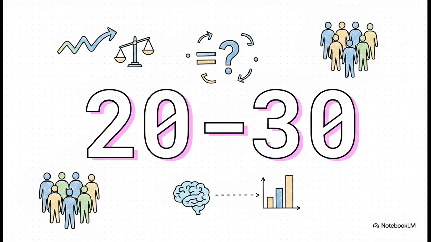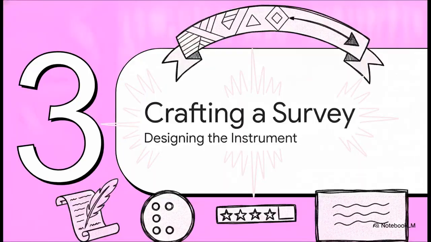So, right about now, you're probably wondering, how many people do I actually need? Well, while larger samples naturally reduce sampling error and increase your statistical power, a highly practical rule of thumb that methodologists often suggest is 20 to 30 participants per group for a simple two-group comparison. This maintains reasonable statistical power without completely draining all your resources. However, you've got to keep in mind this is a rough minimum. Your true requirements are going to depend heavily on the expected effect size and the specific type of study you're actually running. Okay, Section 3, crafting a survey, which is really about designing your instrument.